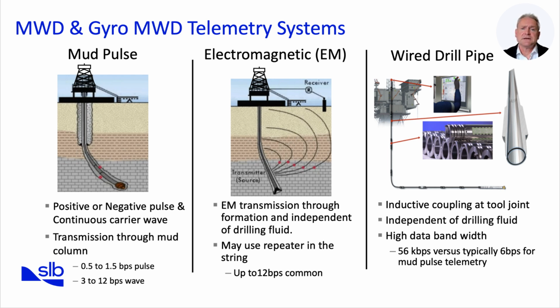EM telemetry transmits data through the formation itself, independent of mud properties. This method can achieve 3 to 12 bits per second, but performance is limited in conductive formations or at great depths. Wired drill pipe represents the most advanced option, with inductive couplings at each tool joint providing bandwidths as high as 56 kilobits per second. This allows near instantaneous transmission of complex datasets, ideal for high-value wells where precision matters. Each system has its advantages and trade-offs. Mud pulse is rugged and cost-effective, EM is fast and flexible, and wired pipe is powerful but expensive.